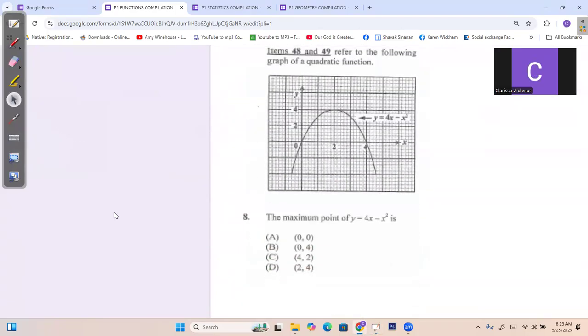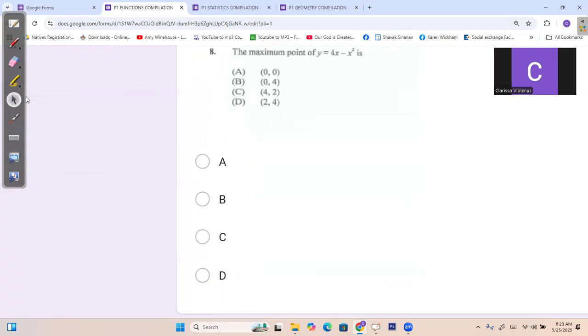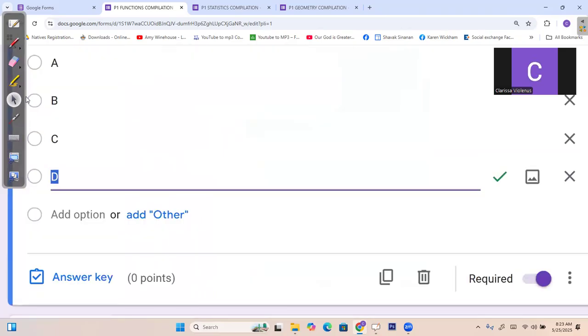All right, it says the maximum point of this, we know the maximum point is here. So the maximum point is (2, 4). The x is 2, the y is 4. So that's an easy one. The answer is D.